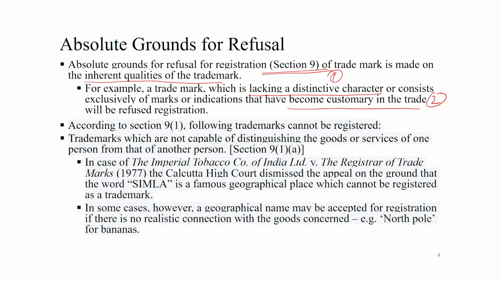Now, let us see what all are prohibited. Section 9(1) gives you a list. 9(1)(a) is the first point. It says the trademark which is not capable of distinguishing the goods or services of one person from that of another person. We discussed it in the previous class. This is what I mean by distinctiveness.